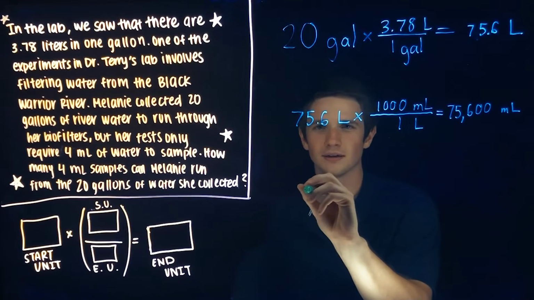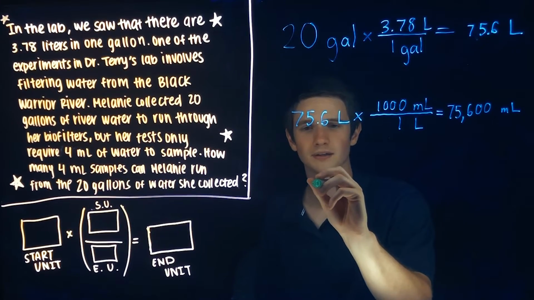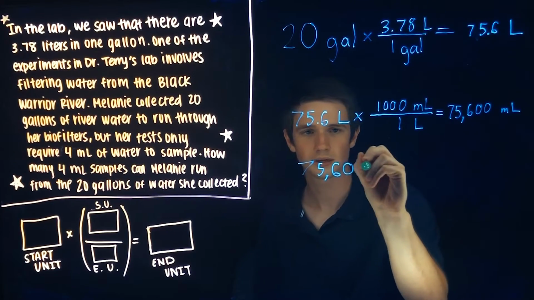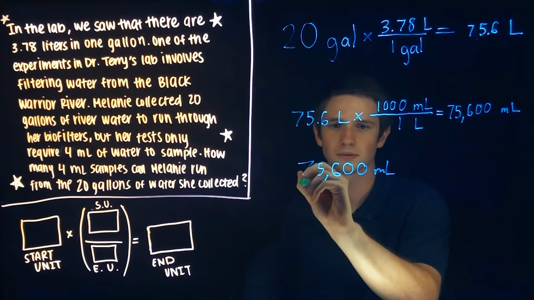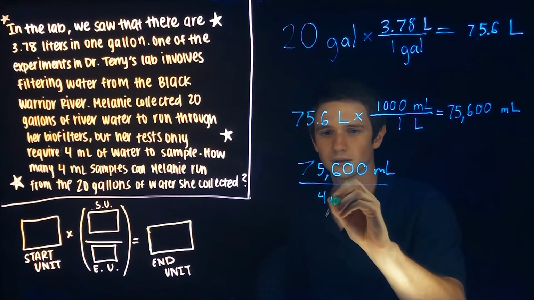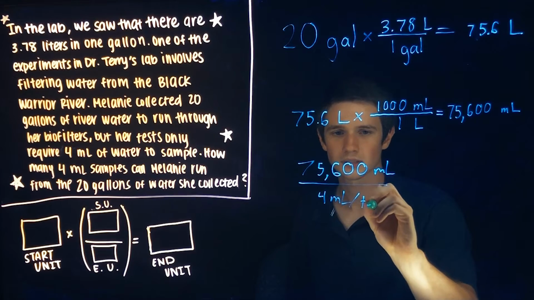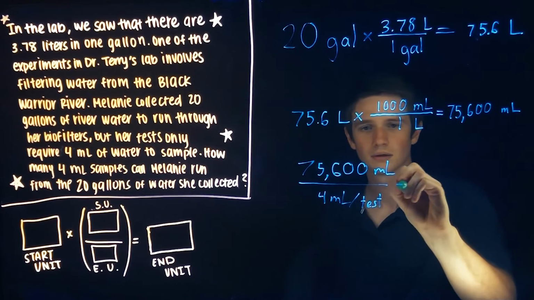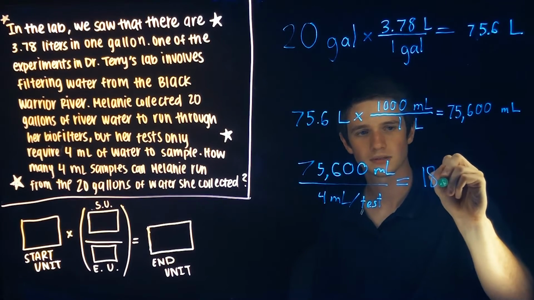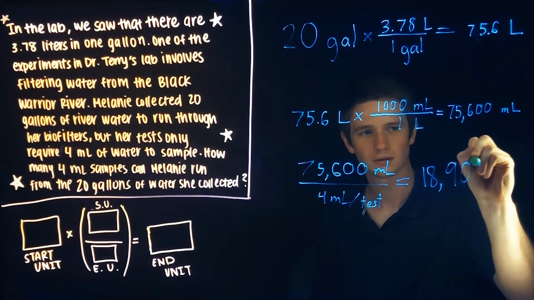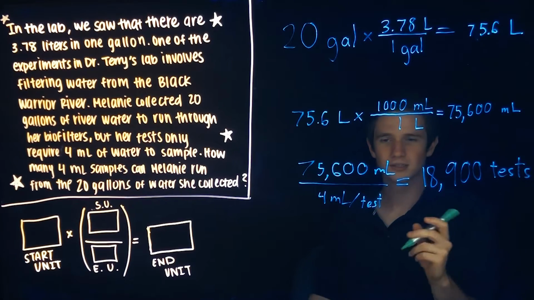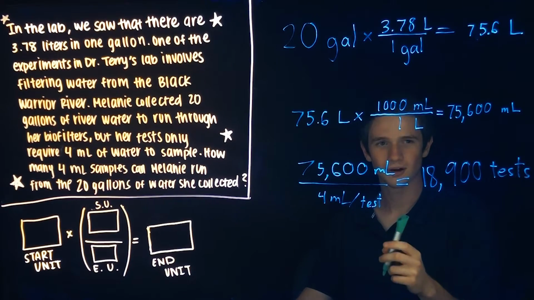So let's take our volume of the 20-gallon bucket in milliliters, which is 75,600 milliliters, and divide that by the number of milliliters for each test, which is 4 milliliters per test. When we divide that, it gives us 18,900 tests. That's the number of tests we can do with 20 gallons of water.